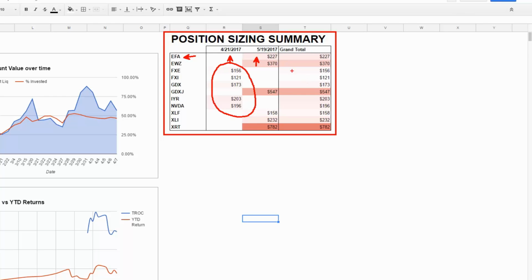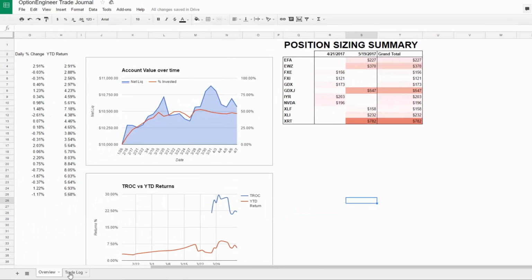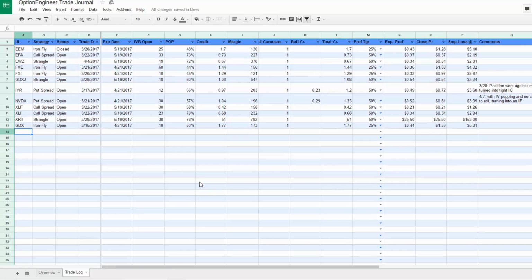If there is a way, please let me know in the comments below because I'd love to learn. But this is the best way I've found to do it: as I'm placing my trades, which we'll show you on the next tab, whenever I have a new trade going on, I put in the max loss or the margin requirement at trade entry in here. So I can make sure that I'm giving some decent, equal position sizing across all the different symbols that I'm trading. All right, so in the next tab, this is where I fill that data in.